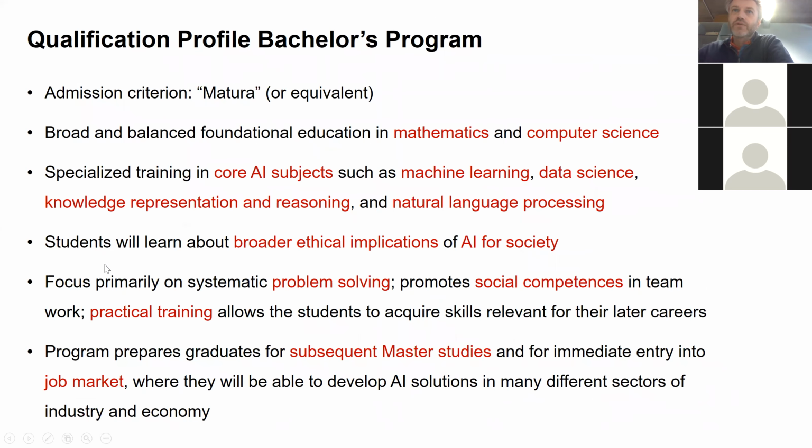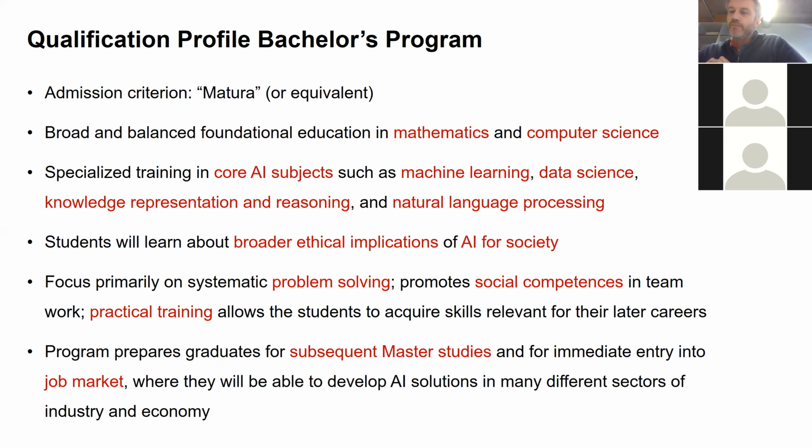Okay, and that I think brings me to the qualification profile and my final slide. In addition, as we talked about already, admission requires Matura or equivalent, including the English level. We offer a broad and balanced foundational education in math and computer science, and then specialized training in core AI subjects: machine learning, data science, knowledge representation, reasoning, natural language processing. But you will also get a broader view on the ethical implications of AI for society. Our focus is that you learn to systematically solve problems. We try to promote your social competences by teamwork or practical trainings, because we want you to acquire the skills that are relevant for your later careers.